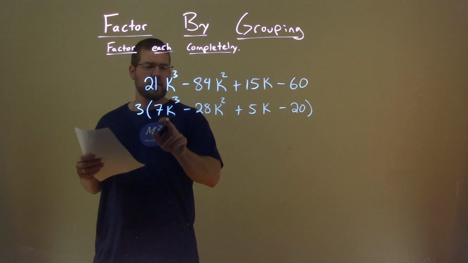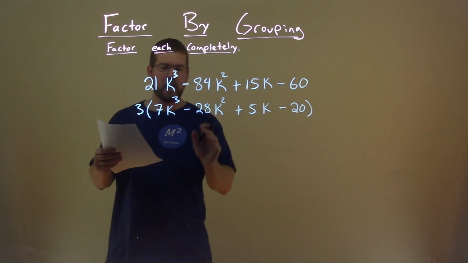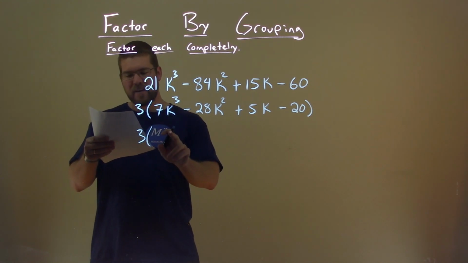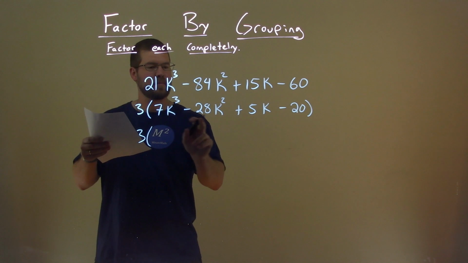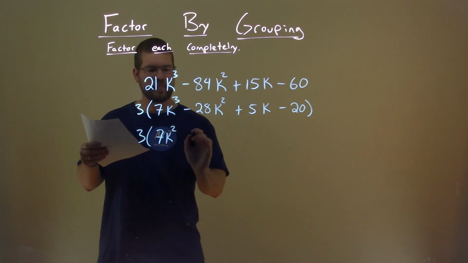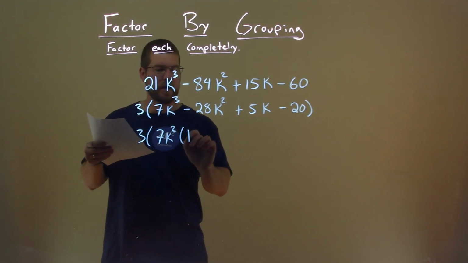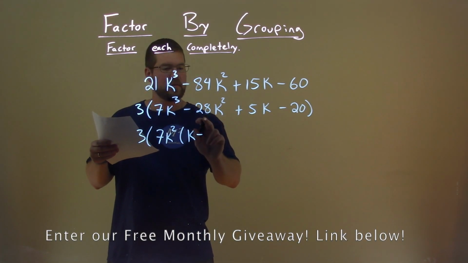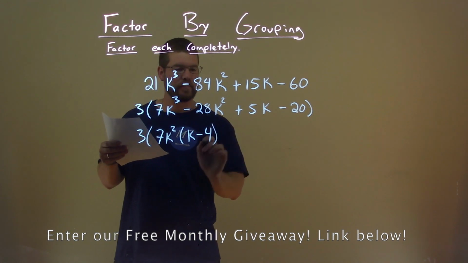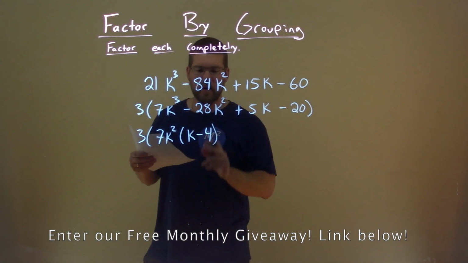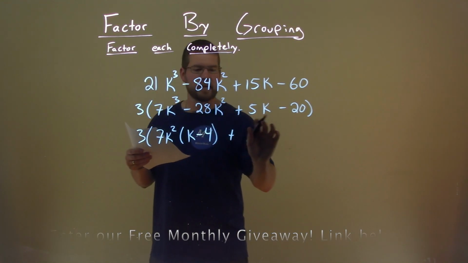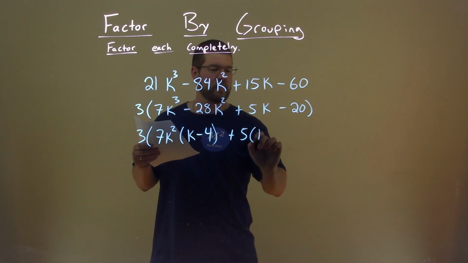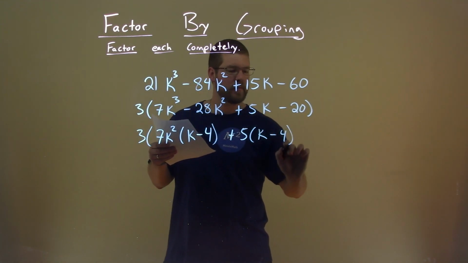Well, I notice in the 7k to the third power and 28k squared, we can pull out a common factor here. So 3 still comes down, but we see a 7k squared is in both of these. If we pull out a 7k squared, what are we left with? Well, just 1k right here. And here, we're left with just a 4. So 7k squared goes into 28k squared 4 times. Alright, second set of numbers. What can we pull out? Well, we can pull out a 5. 5 comes out. We're left with a k minus 4.